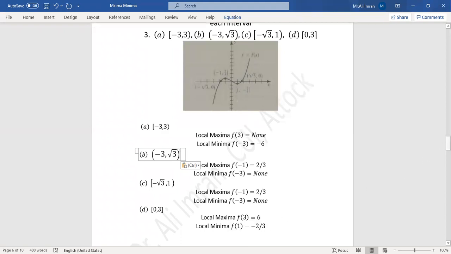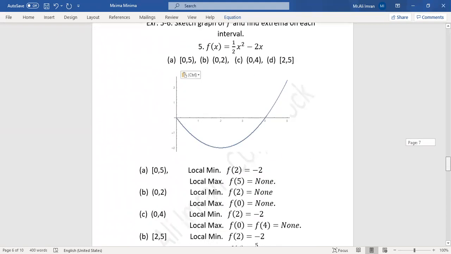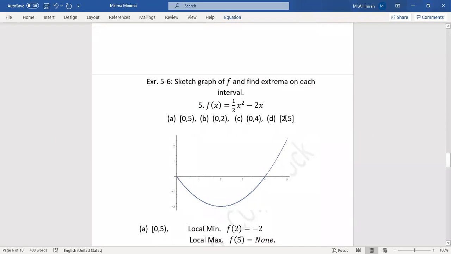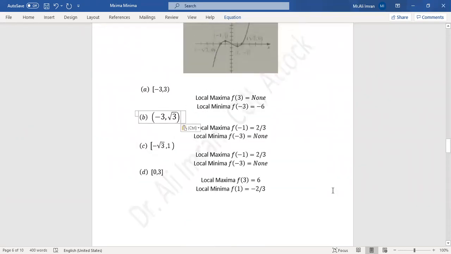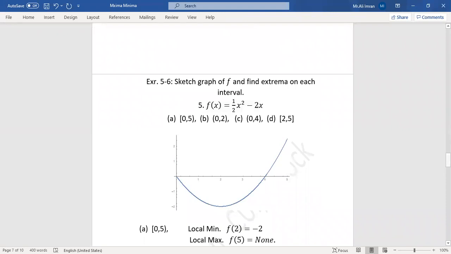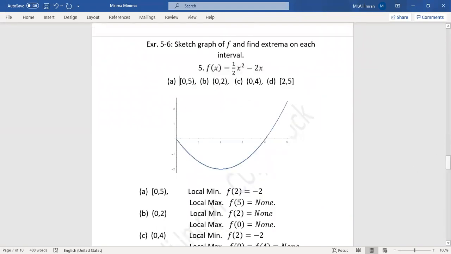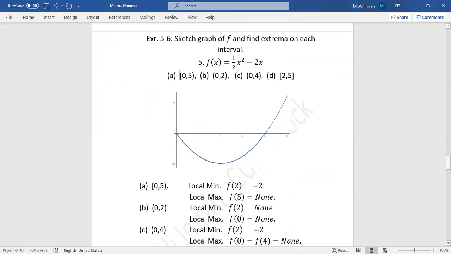I do hope you will now easily understand this question. Now, exercise 5 to 6. Sketch the graph of f and find extrema on each interval. In the previous question, the graph was given. Now you have to plot the graph and find the local maximum and minimum in each interval. f of x is equal to 1 by 2 x square minus 2x. This is the graph of this function. Now we will find the local extrema in each interval.